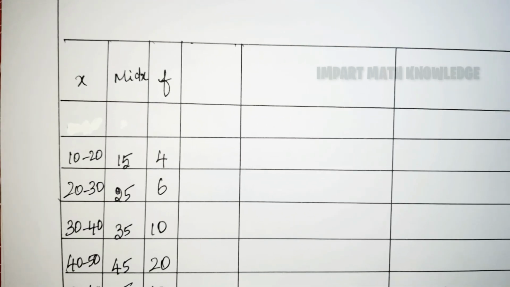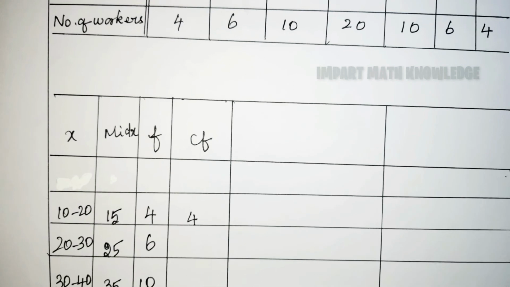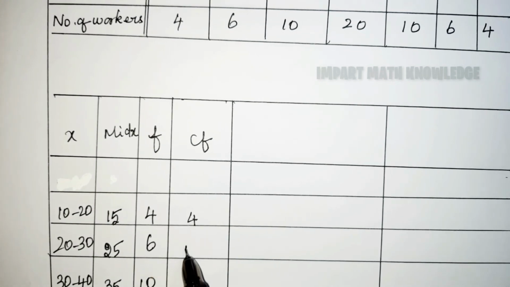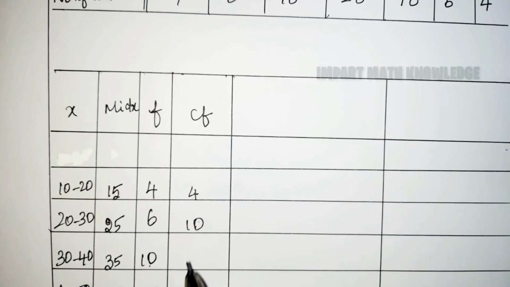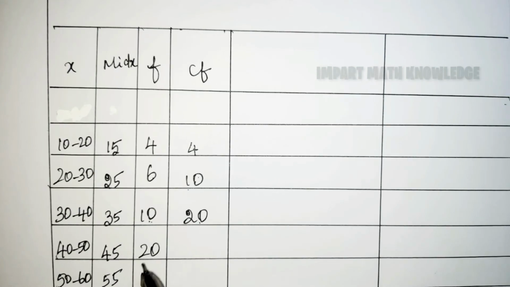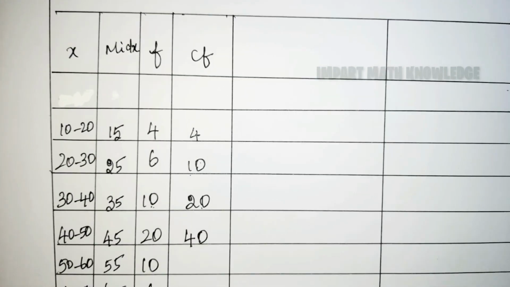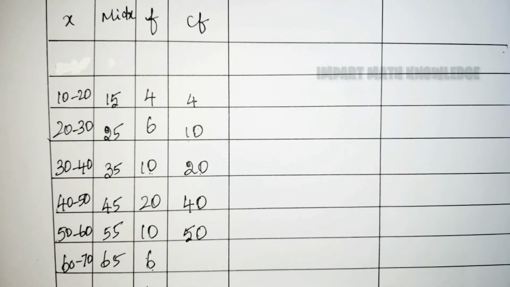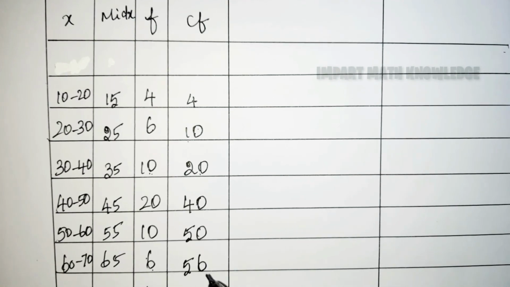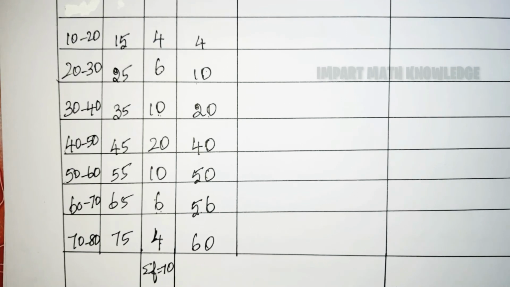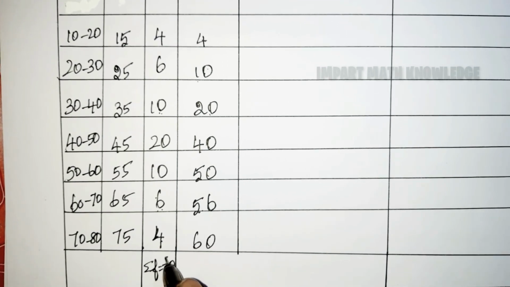Next we have to write the cumulative frequency. Cumulative frequency is 4. 4 plus 6 is 10. 10 plus 10 is 20. 20 plus 20 is 40. 40 plus 10 is 50. 50 plus 6 is 56. 56 plus 4 is 60. So the total frequency is 60.